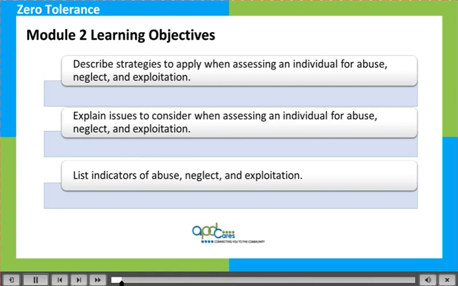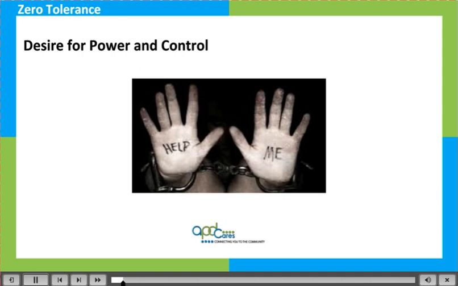Explain issues to consider when assessing an individual for abuse, neglect, and exploitation. List indicators of abuse, neglect, and exploitation. Desire for power and control. There is no excuse for abuse, and those caregivers who abuse others must be held accountable for their actions. Understanding caregiver abuse is the first step toward preventing it from happening.